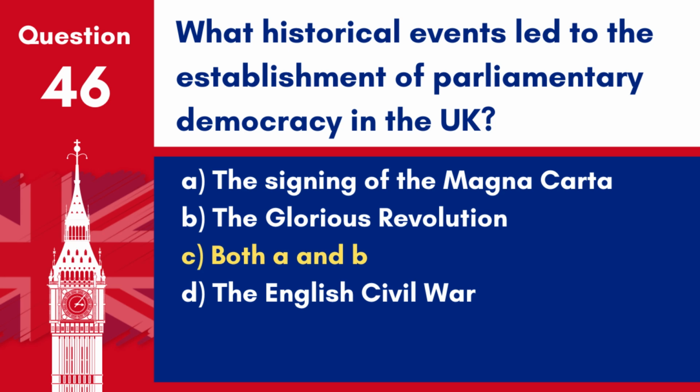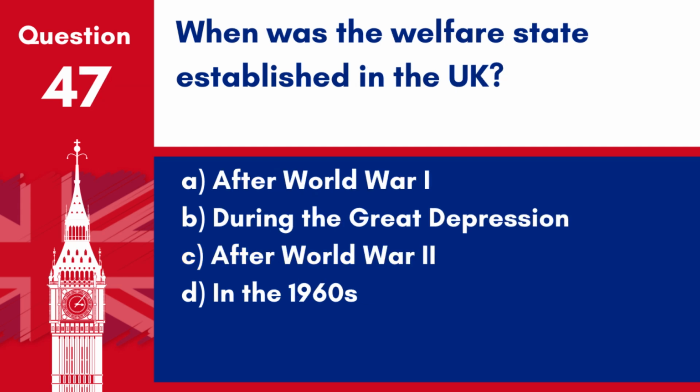Answer: C. Both A and B. The establishment of parliamentary democracy in the UK was influenced by several historical events, notably the signing of the Magna Carta in 1215 and the Glorious Revolution of 1688, which collectively helped to limit royal authority and expand the powers of Parliament.